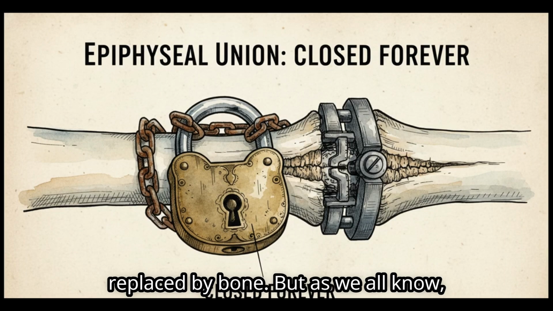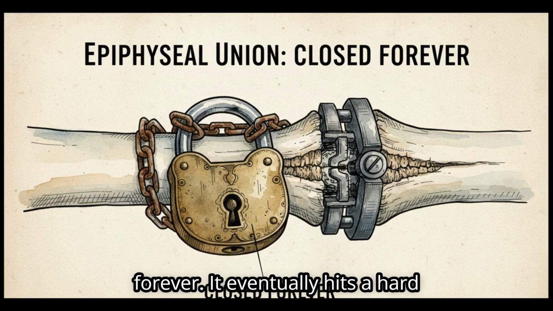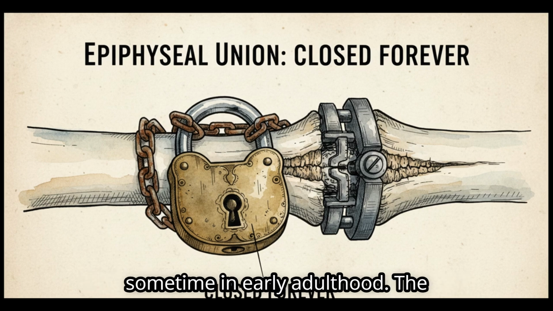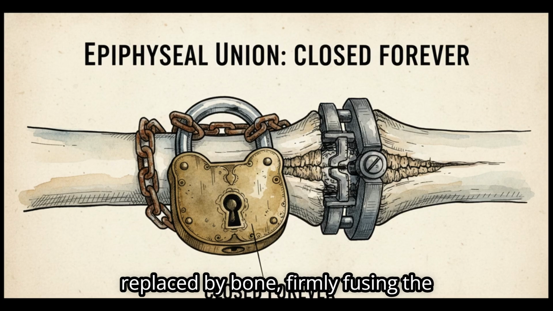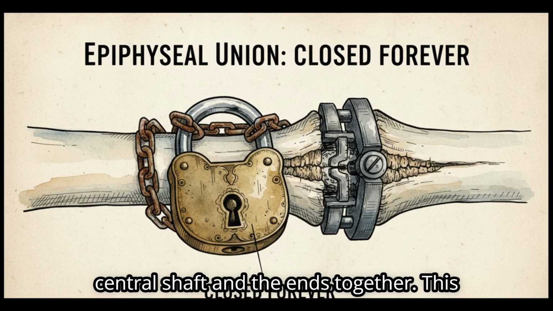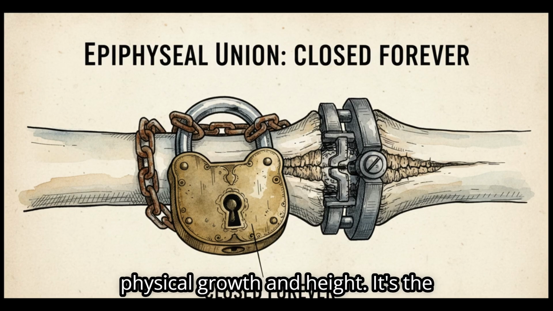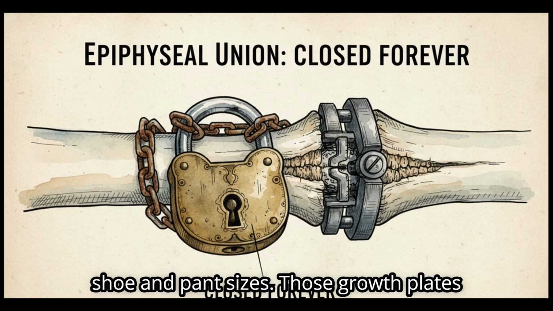But as we all know, this vertical expansion doesn't last forever. It eventually hits a hard biological stop. This happens when something called epiphyseal union occurs. Sometime in early adulthood, the cartilage in that growth plate is fully replaced by bone, firmly fusing the central shaft and the ends together. This union marks the absolute end of our physical growth in height. It's the reason you eventually stop needing larger shoe and pant sizes. Those growth plates are closed for good.